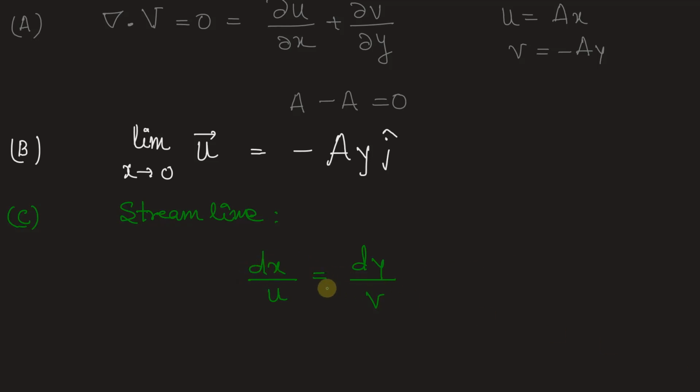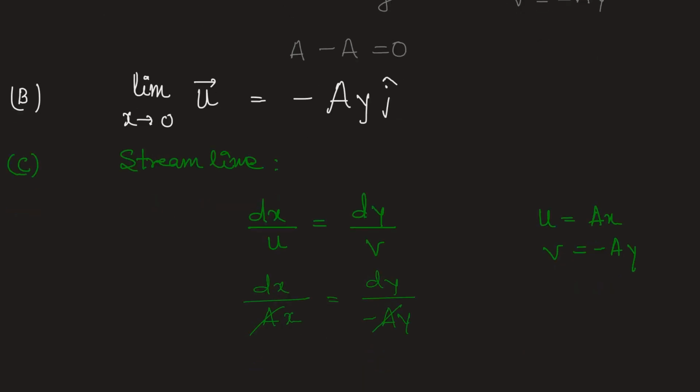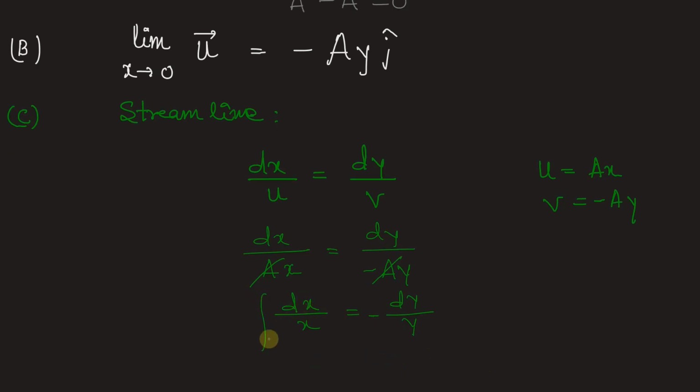Now we know u is ax and v is negative ay. Let's substitute u and v here. So dx upon u, that is ax, is equal to dy upon v, that is negative ay. So a will get cancelled out, and we can write dx by x is equal to negative dy by y. Now if we integrate this equation, we get ln x equal to negative of ln y plus some constant, let's say ln k.